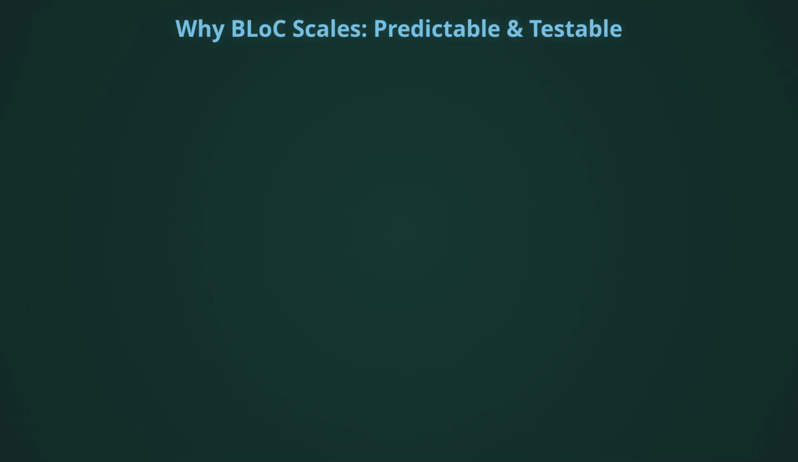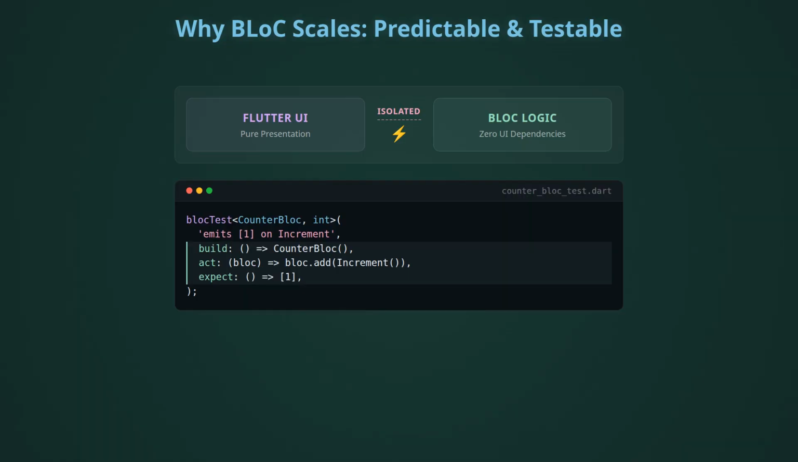The ultimate payoff of the BLoC pattern is enterprise-grade testability and predictability. Because your business logic is completely isolated from the Flutter framework, you don't need complex widget tests or emulator environments to verify your app's behavior. Using the bloc_test package, you can write pure Dart unit tests that verify state transitions with incredible precision. You simply instantiate the BLoC, trigger an event, and assert that the exact expected states are emitted in the correct chronological order. This predictability makes refactoring effortless and ensures that your app scales gracefully from a hobby project to a massive production codebase.